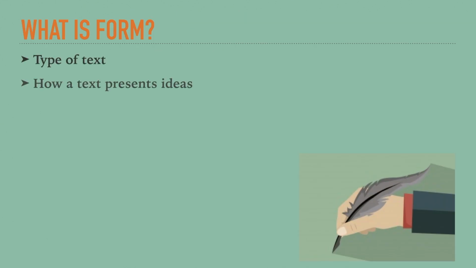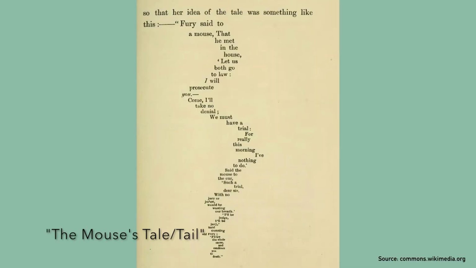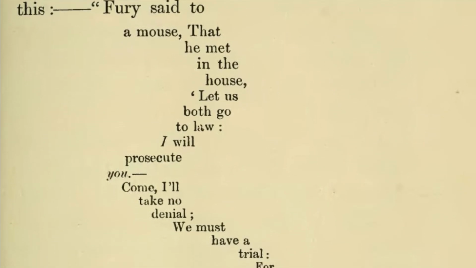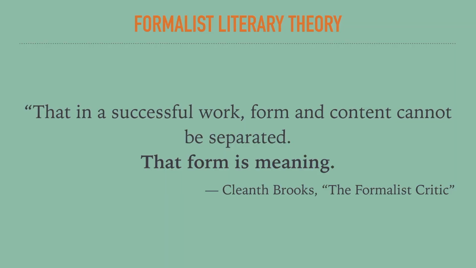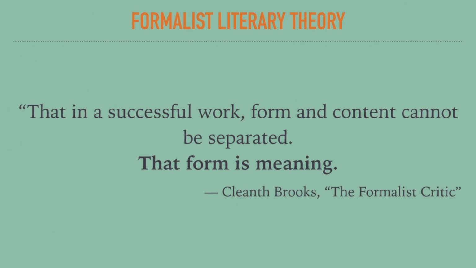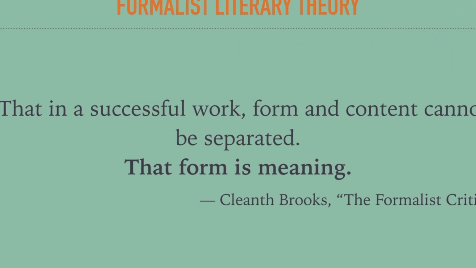Interestingly, form can also mean the shape of the poem. Look at this poem from Lewis Carroll's Alice in Wonderland. It talks about a mouse's tail, and the poem itself is shaped in the form of a tail. The form of the poem is thus crucial to its understanding. In fact, critics who fall under the formalist school argue that form is, in fact, meaning.